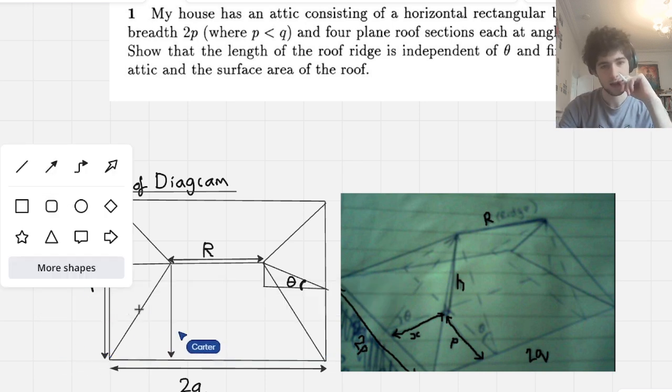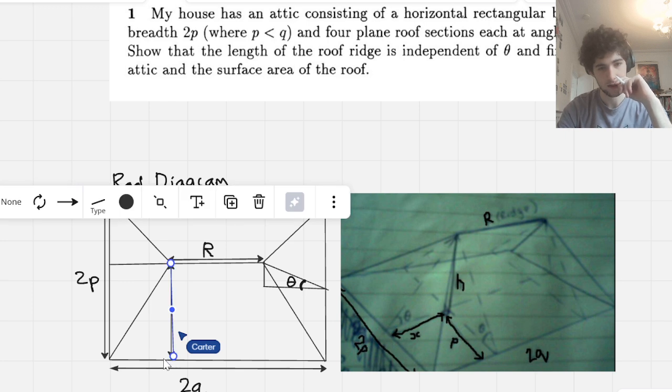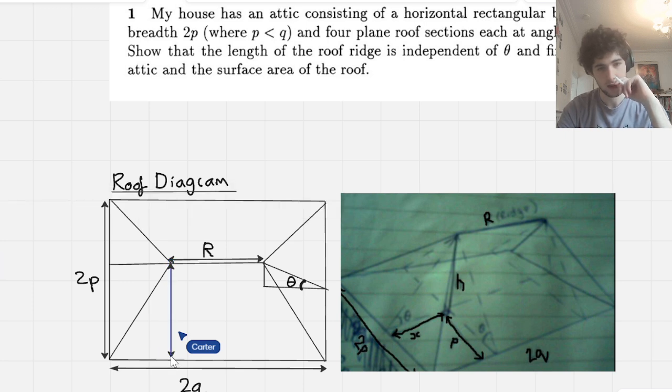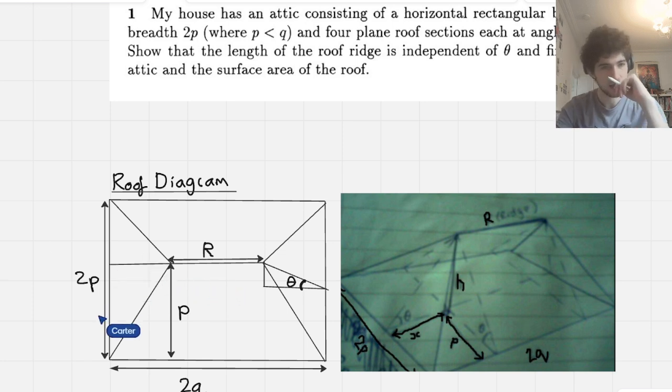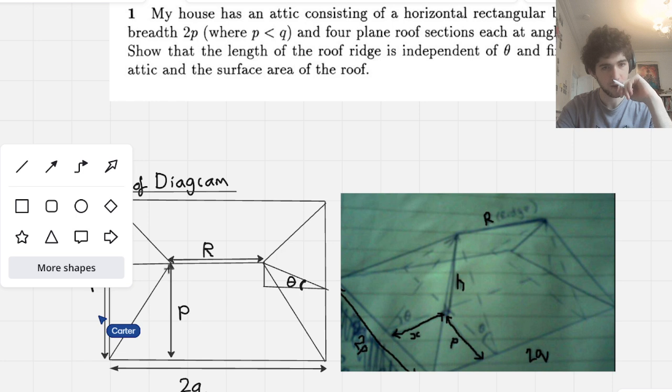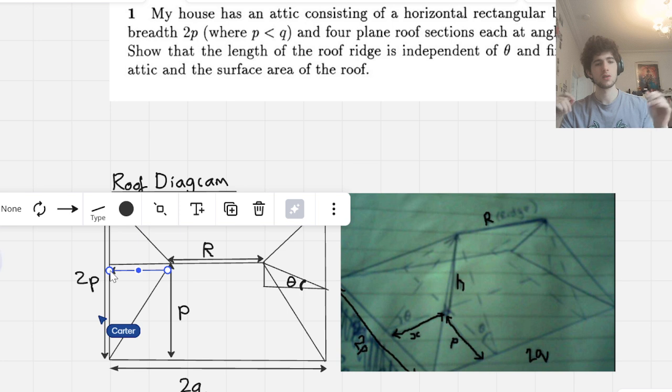So we have that. I'm just going to try and do this nicely. So we know that that is p, basically. Let me just see if I can do this properly. So this is p. And we're going to label this length here x, right? Because we don't really know what that is. But we want to figure out what that is because we know that the entire horizontal length is 2q, right? So if I can calculate what x is, then due to the symmetry here, I can just do 2q minus 2x, and that gives me r, right?